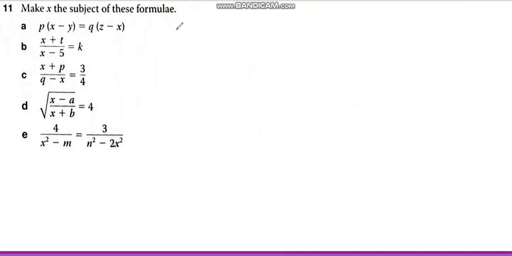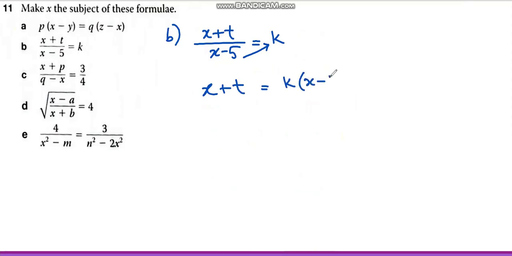Now I will do b part. In b part we have x plus t over x minus 5 equals k. So we can easily do it. First of all, we can do cross multiplication, means we can bring this x minus 5 with k. So it will be multiplied there. So k times x minus 5. And now I can distribute k with the terms inside the bracket. I will get kx minus 5k. And on the left side, I have x plus t.